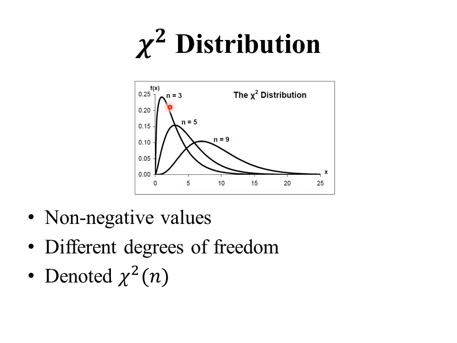Here's a density curve for 3 degrees of freedom, and there's 5, and there's 9, and so on and so forth. And so when we talk about a chi-squared distribution, we have to mention the degrees of freedom. And this chi-squared distribution is sometimes denoted with this symbol right here, chi-squared of n. The n is the number of degrees of freedom.